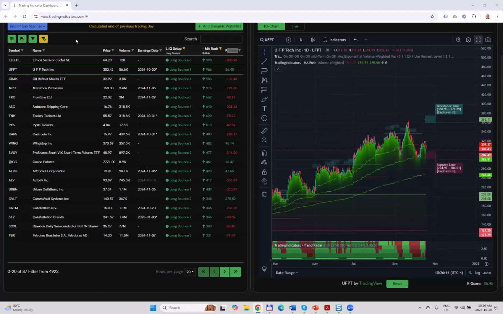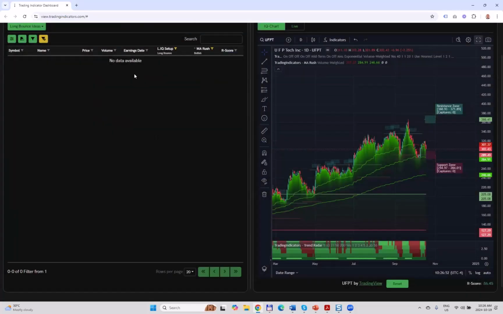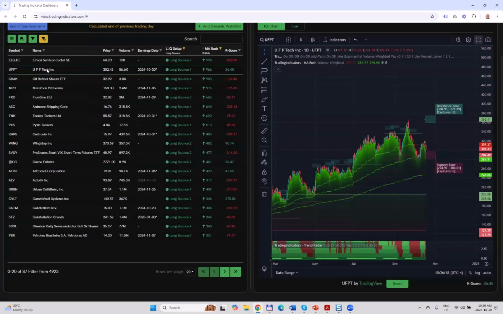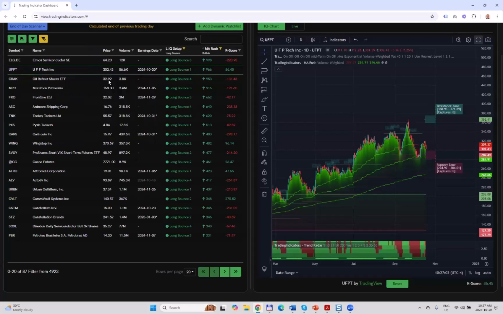There we go. A watch list can be created very easily here. I think we already have one long bounce watch list, which currently only has our symbol from last week in there. Let me quickly go back to this one. What we're going to do is add UFP to this watch list, to our long bounce ideas. Done. Perfect. So let's edit now.